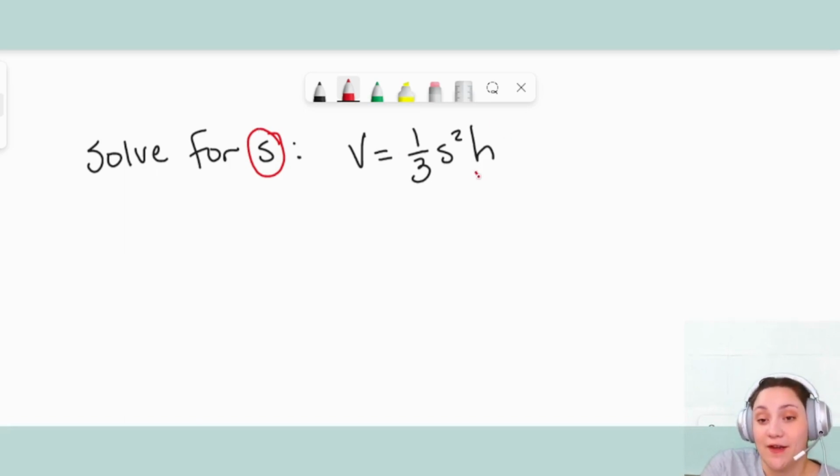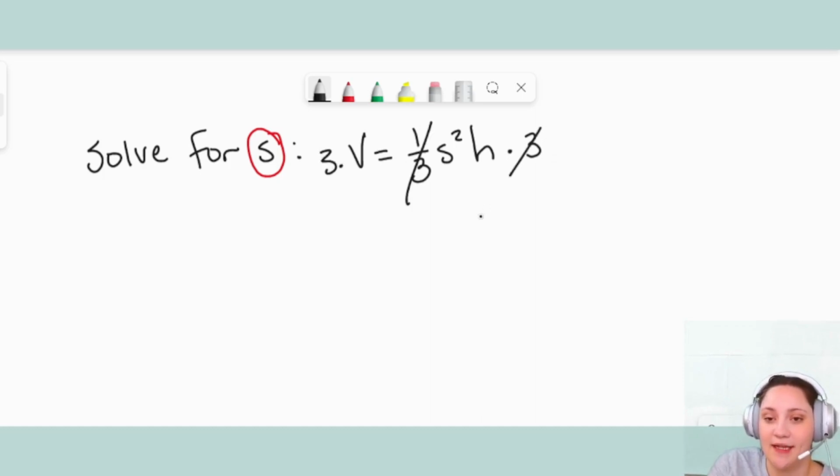So see that I have three variables in this equation. I have h, I have s, and I have v. Right now it's set up to be solved for v, but I want to now solve it for s. Sometimes I prefer to think of it less as solving and more as rearranging it, so whichever mindset is easier for you. But I want to get the s by itself. To start out, I'm going to multiply both sides by 3 so that I can eliminate that 1/3 first. So I'll have 3 times v is equal to s squared times h.